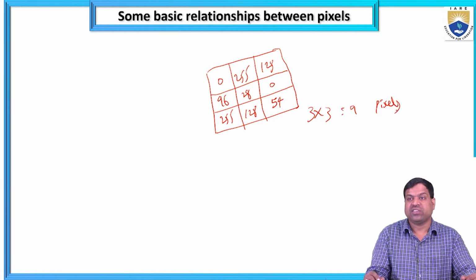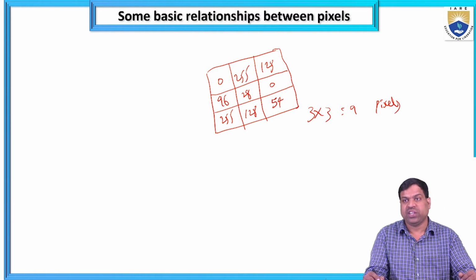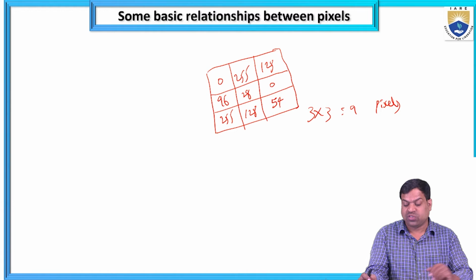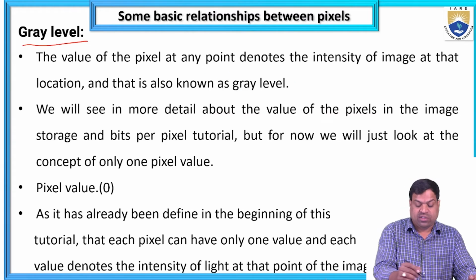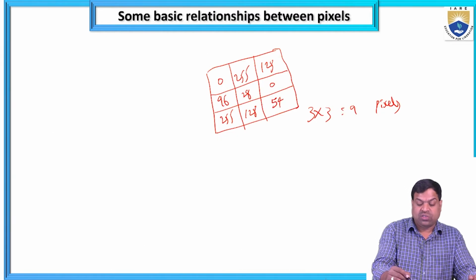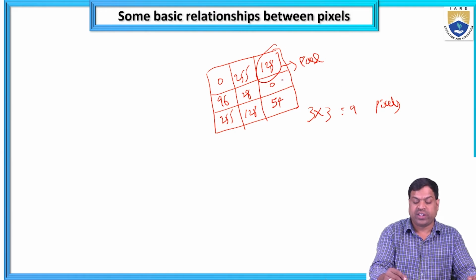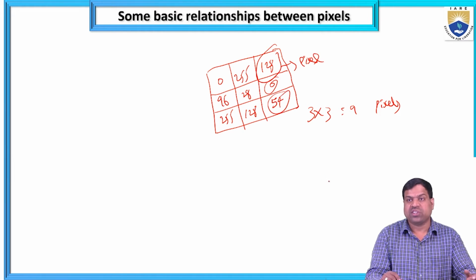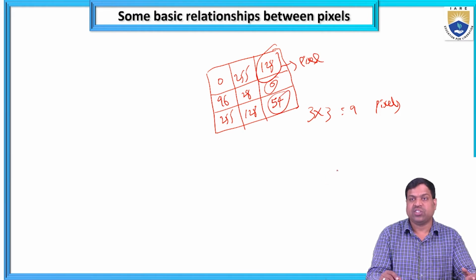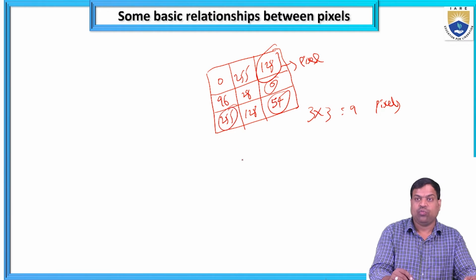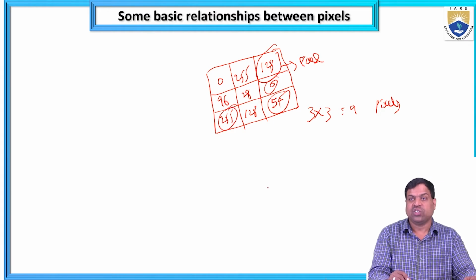Each pixel has an intensity value. So here each pixel is one pixel. What is the intensity value of this one? This pixel has an intensity value of 128, this is 0, and this is 54. Does each pixel have an intensity value or not? Yes, we have 255. The pixel intensity value is 255.